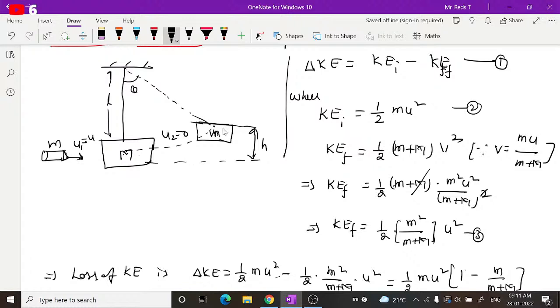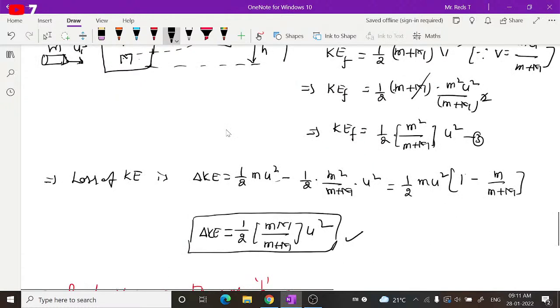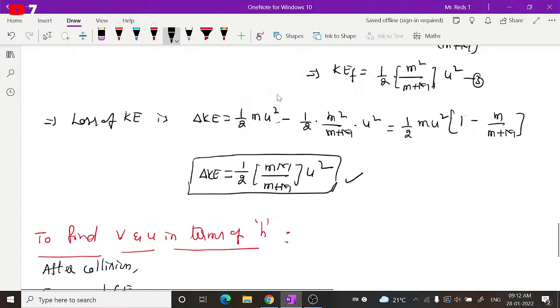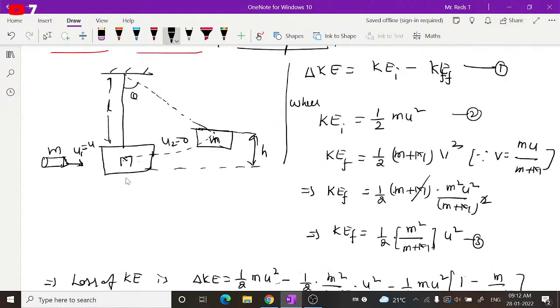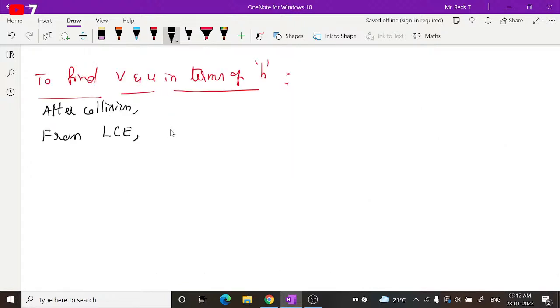Then again it undergoes oscillatory motion. At this point, you can say that the entire kinetic energy will be converted into potential energy after rising to the height. That means the kinetic energy here is equal to the potential energy here. So from the law of conservation of energy, you can give some names to these points. This is point A, this is point B. Total energy at A should be equal to total energy at B. Here total energy at A is nothing but kinetic energy only.